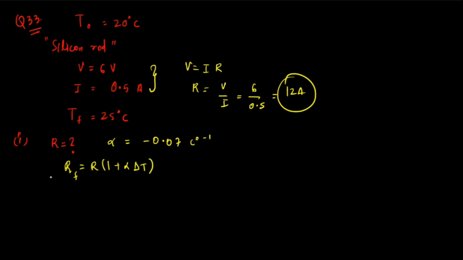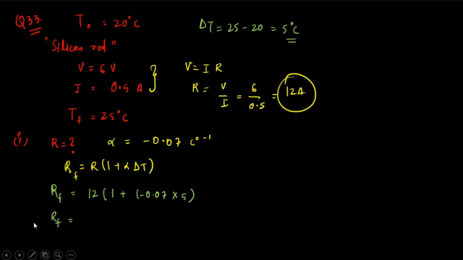So once we substitute the values now, we get the value of the final resistance. R final must be equal to 12 times 1 plus alpha, that is negative 0.07, times delta T. What is delta T? What is the change in temperature? We can say the change in temperature must be equal to 25 minus 20, which is 5 degrees Celsius. So we can simply substitute 5 here. Once we solve this relation, we'll get the value of final resistance. Remember, as the value is negative, we are going to get the final resistance lesser than the initial value of resistance, or you can say less than 12.